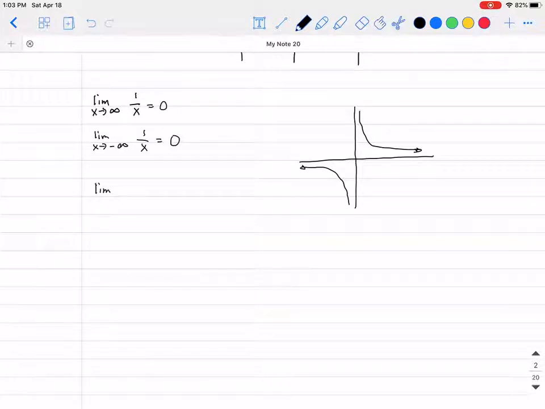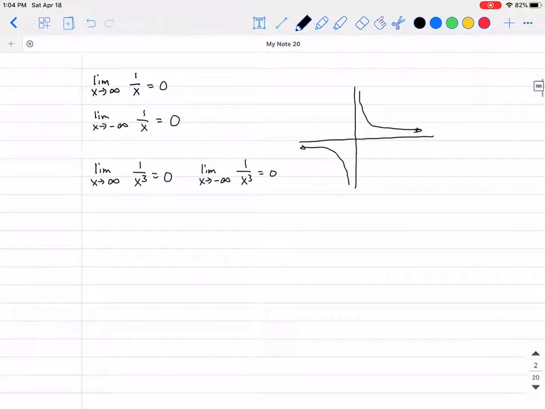If I raise it to an exponent, meaning if I had something like the limit as x approaches infinity of 1 over x to the third, the idea is still the same thing. x cubed is going to be a number that is really, really large. So when you take its reciprocal, the result is still equal to 0. And similarly, if I say x approaching negative infinity for 1 over x cubed, that is also going to yield 0. So the conclusion that I would like to get is the following.